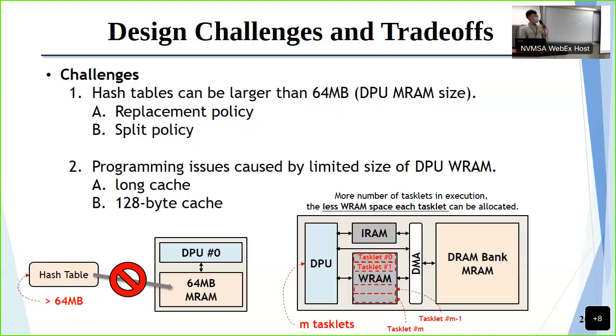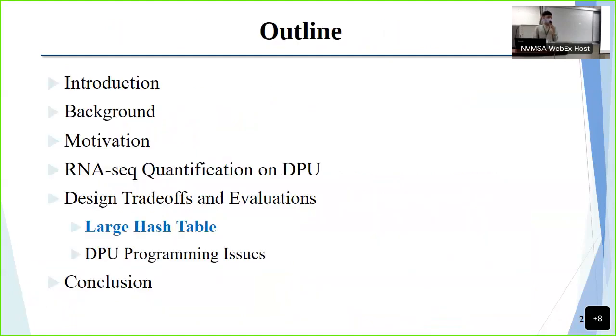The second challenge is how to resolve the programming issues caused by the limited size of the DPU WRAM. WRAM is the cache in the DPU, and the tasklets in execution will share the space of the WRAM. This means the more tasklets in execution, the less WRAM space each tasklet can be allocated. To address the issue, we have two different cache mechanisms, a long cache mechanism and a 128-byte cache mechanism. And let's move on to the first design challenge.